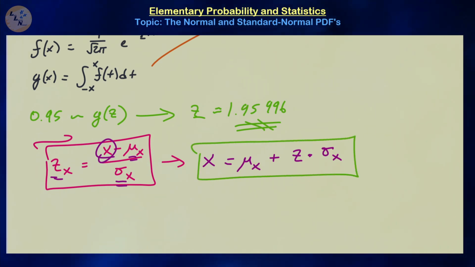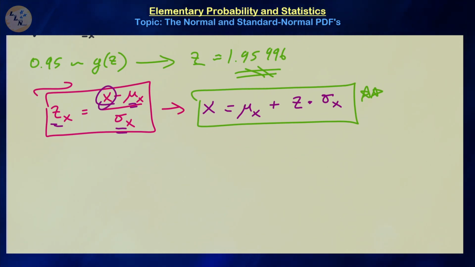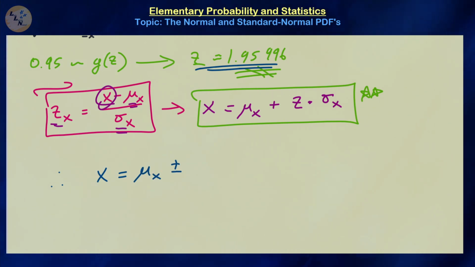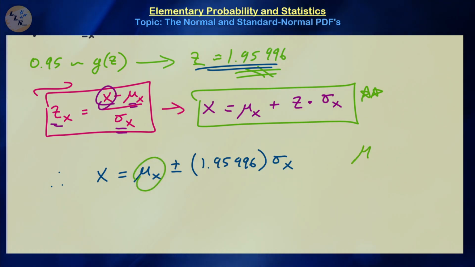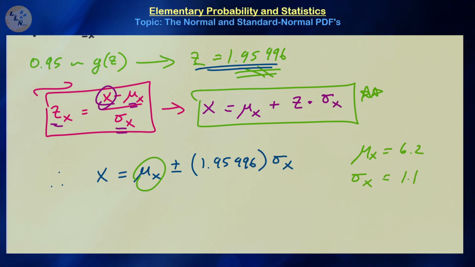Now this equation is very, very important. Once we have our z-score, the x value is going to be equal to the mean value plus or minus this z-score, 1.95996, times the standard deviation for our data set. Remember, mu was already given. Mu was equal to 6.2, and sigma was equal to 1.1, both in hours. So that means this is going to be in hours as well.